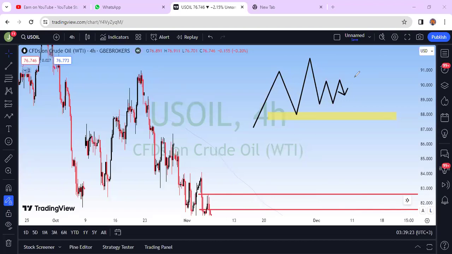So kindly stick to the end of the lesson. We are going to identify some of the problems that are faced by traders and also give the possible solution to these problems. Let's go.